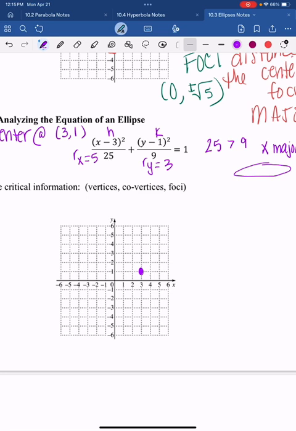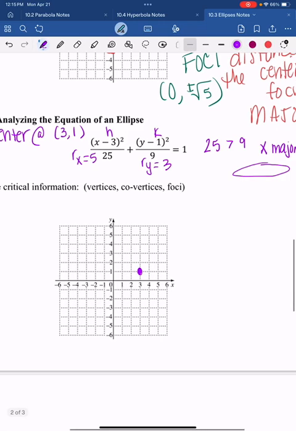Okay. From the center, I know that the x radius is 5. So from the center, I'm going to go 5 to the right, which doesn't fit, and I'm going to go 5 to the left. And then my y radius is 3. So from the center, I'm going to go up 3, and I'm going to go down 3, and I'm going to plot my points, and I'm going to draw an ellipse. Make sure you're using proper notation and proper vocabulary.